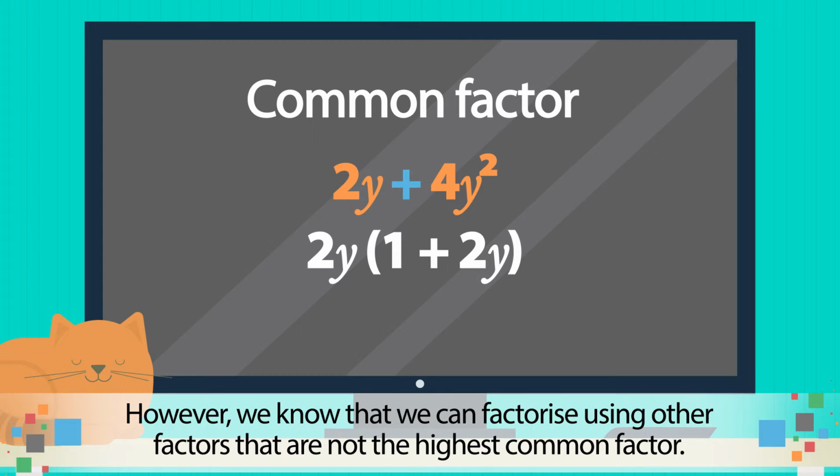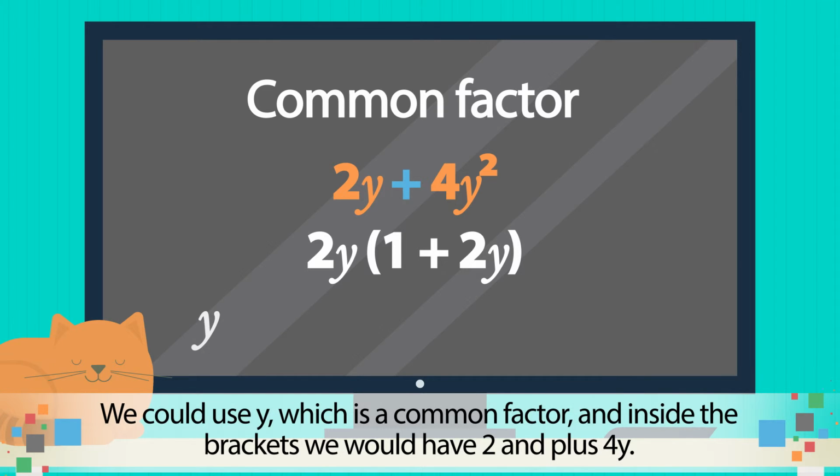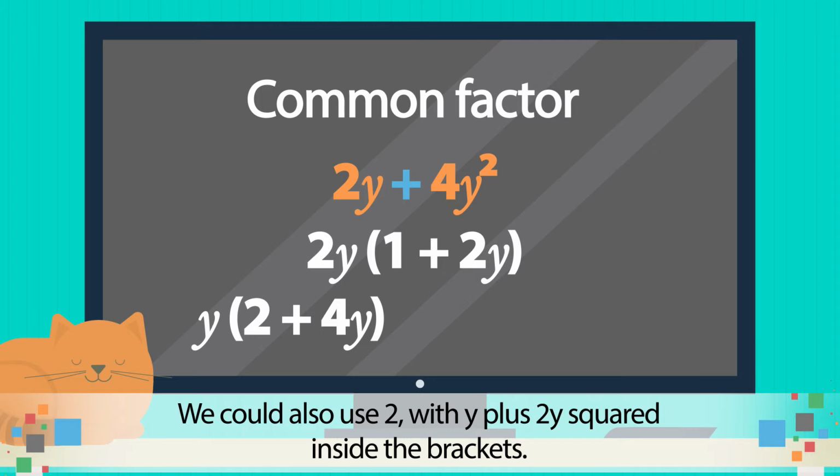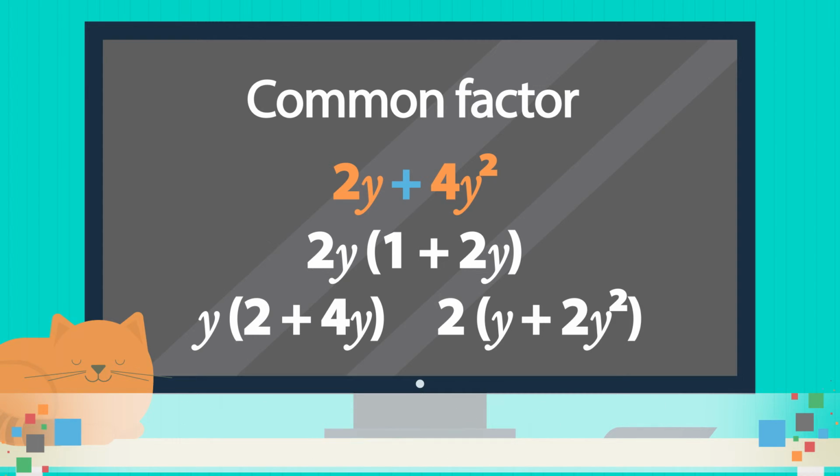However, we know that we can factorise using other factors that are not the highest common factor. We could use y, which is a common factor, and inside the brackets we would have 2 and plus 4y. We could also use 2, with y plus 2y squared, inside the brackets.